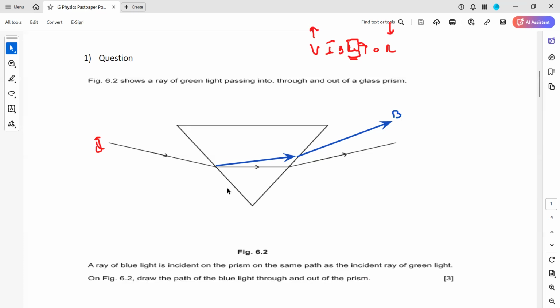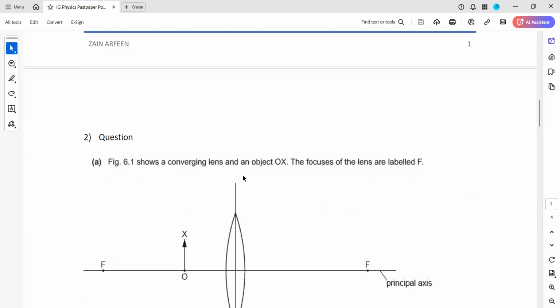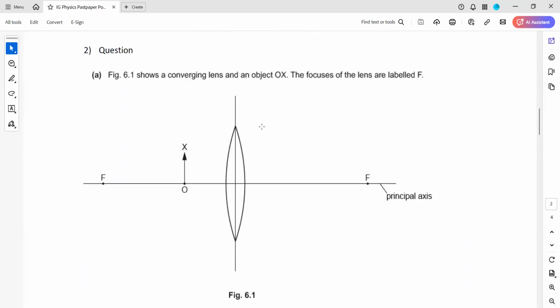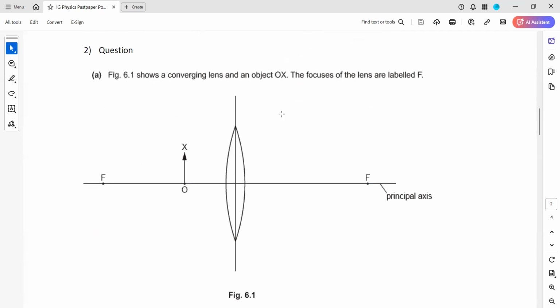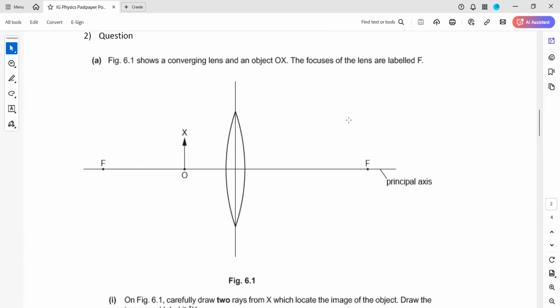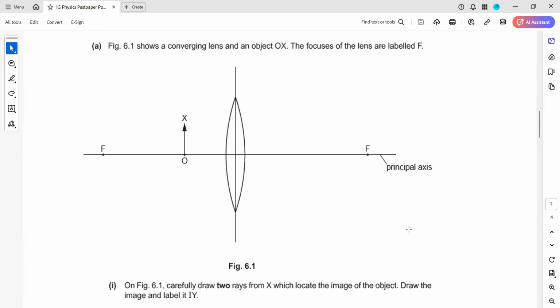On the figure, draw the path of a blue light through the prism. Then figure 6.1 shows a converging lens, an object OX, and the focuses of the lens are labeled F. On the figure, carefully draw.